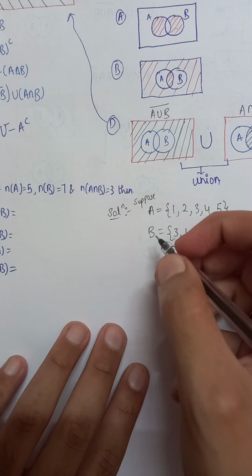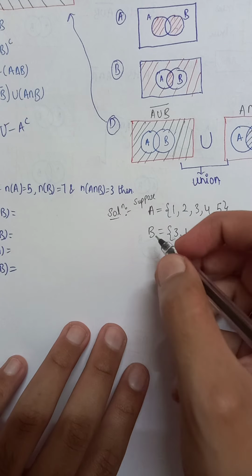Number of elements in A minus B. How to do A minus B? I told you, remove the common elements of both A and B from A, because you're subtracting B from A. So by taking out the common elements, the remaining elements are 1, 2. So the number of elements in A minus B is 2.